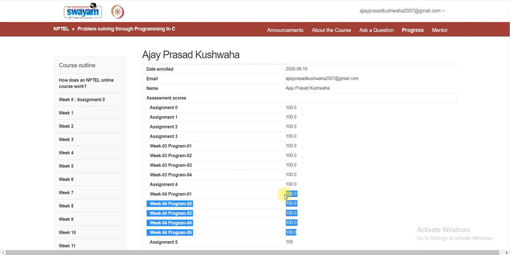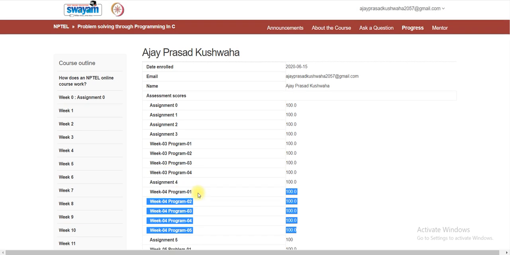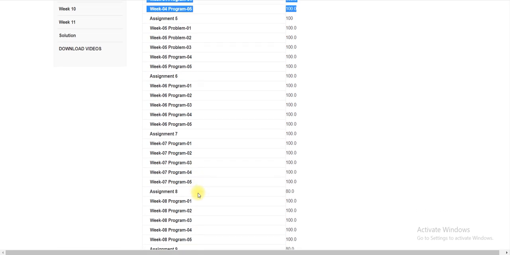Here in my case, all 5 bits have a 100 score. So 500 by 5. So the average programming assignment score for this week is 100, and the quiz assignment score is also 100. So 100 plus 100 is 200 by 2. We are taking the average. So 100. So our average assignment score for week 4 is 100. Like that, let me check.